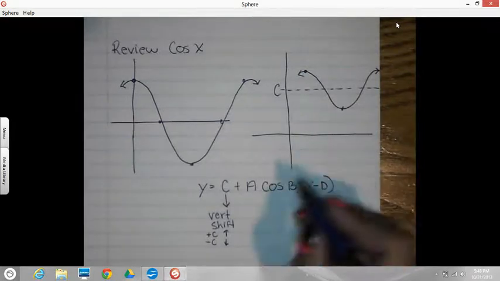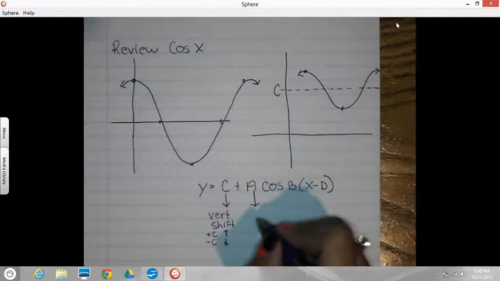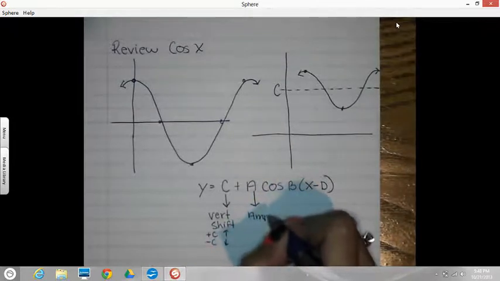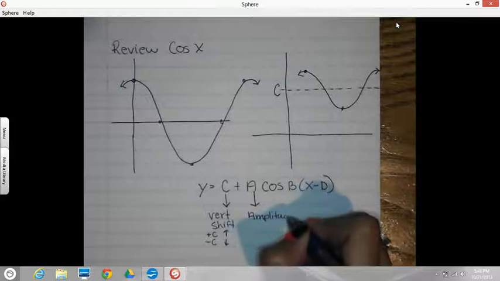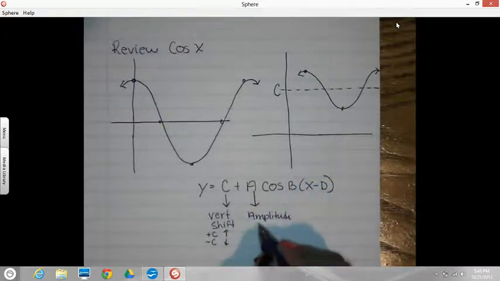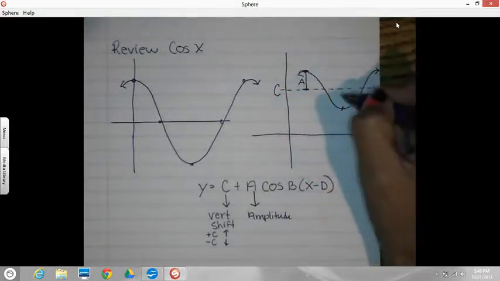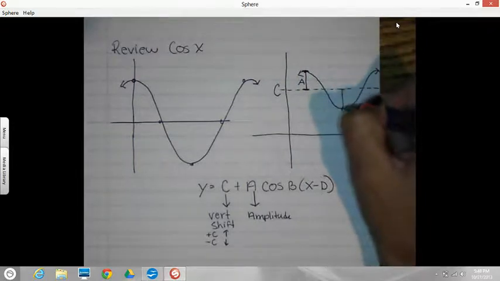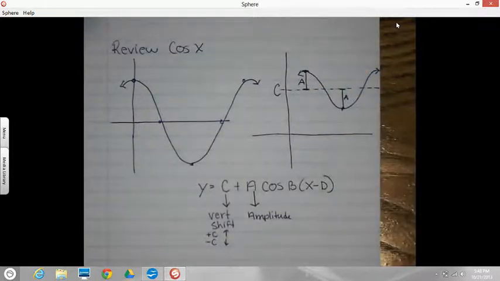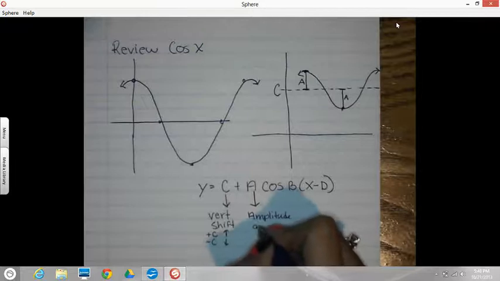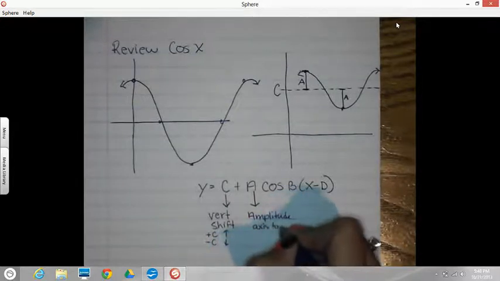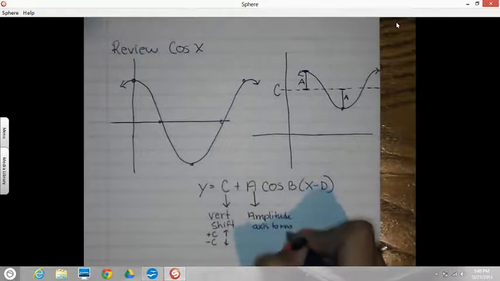Okay. The a was your amplitude. And that was the distance from the axis to the max or the distance from the axis to the min. So it's how far apart the max and this axis are. Or you could go from the axis to the min. Those are going to be the same because that axis is right in the middle. And then that was your amplitude number. So from axis to max or min.